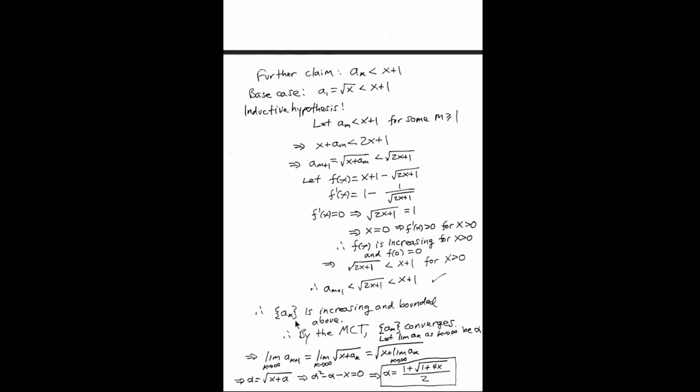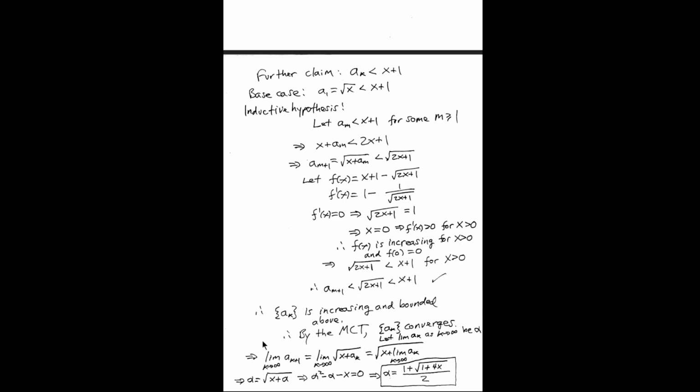So our sequence of a sub k, we now know, is increasing and bounded above. Therefore, by the MCT, the monotone convergence theorem, our sequence a sub k converges. Well, what does that mean? That means we now can write the limit of a sub k as k approaches infinity. We can let that be equal to some alpha. We couldn't do that until we had shown convergence. And of course, we note right away that alpha has to be greater than 0.